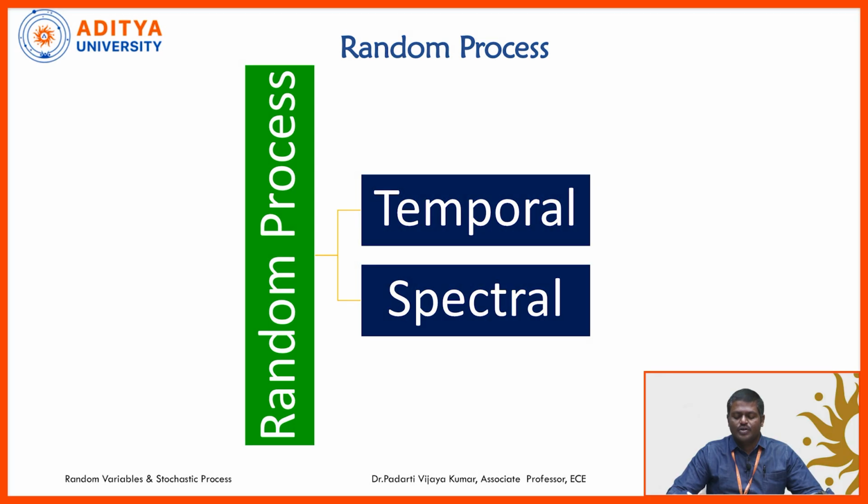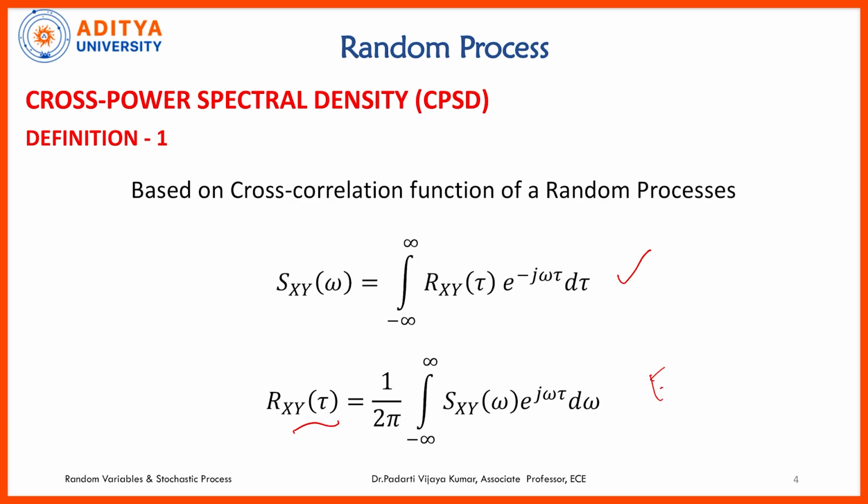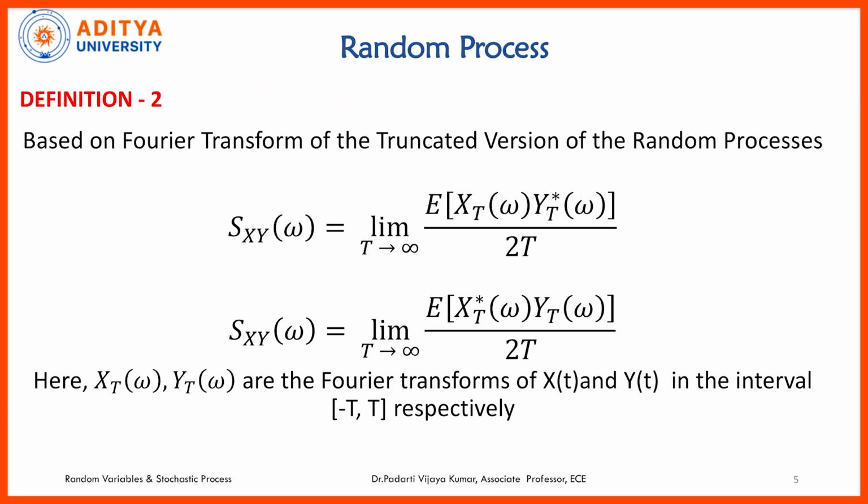So let us recall the definition of cross power spectral density. Cross power spectral density is mathematically equal to the Fourier transform of the cross correlation function, or the cross correlation function is the inverse Fourier transform of cross power spectral density. Both relations will be useful in solving the problems. And one more important definition of cross power spectral density is that it is mathematically defined as Sxy of omega equal to limit T tends to infinity expectation of XT of omega YT star of omega by 2T, or XT star of omega YT of omega by 2T.